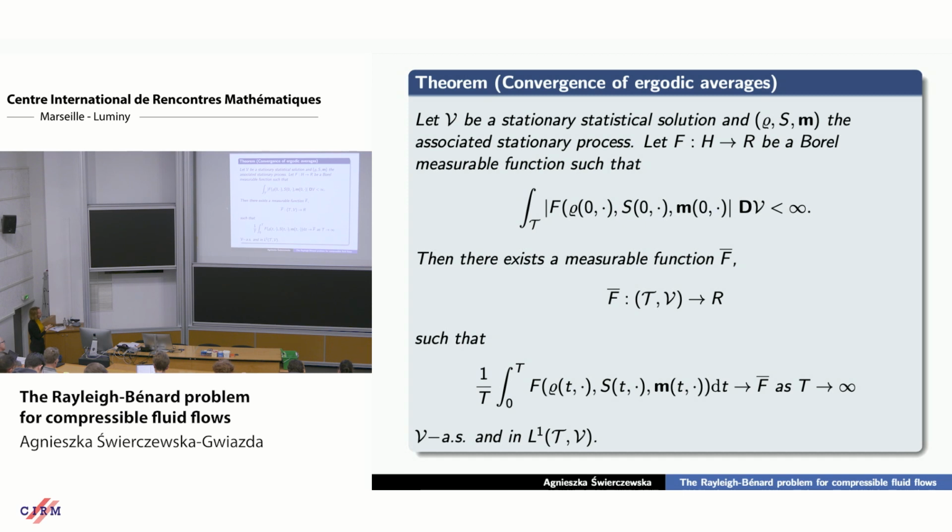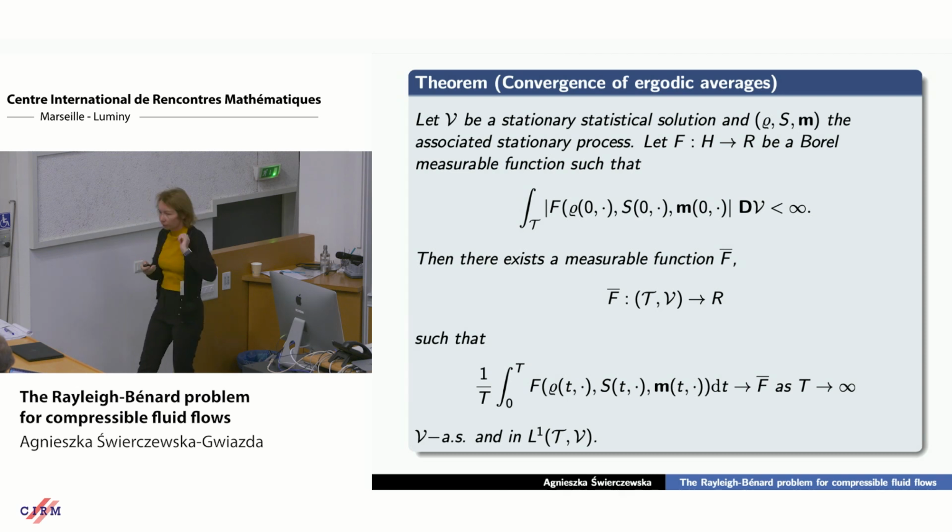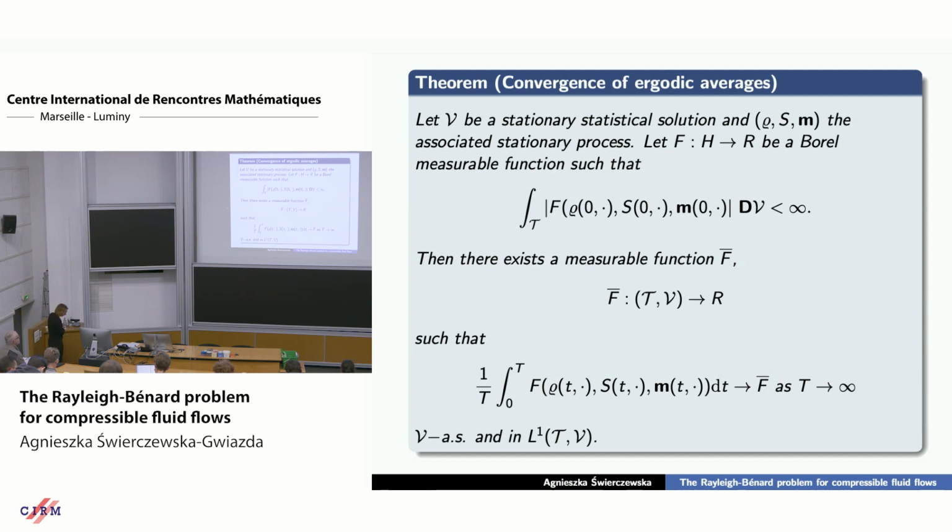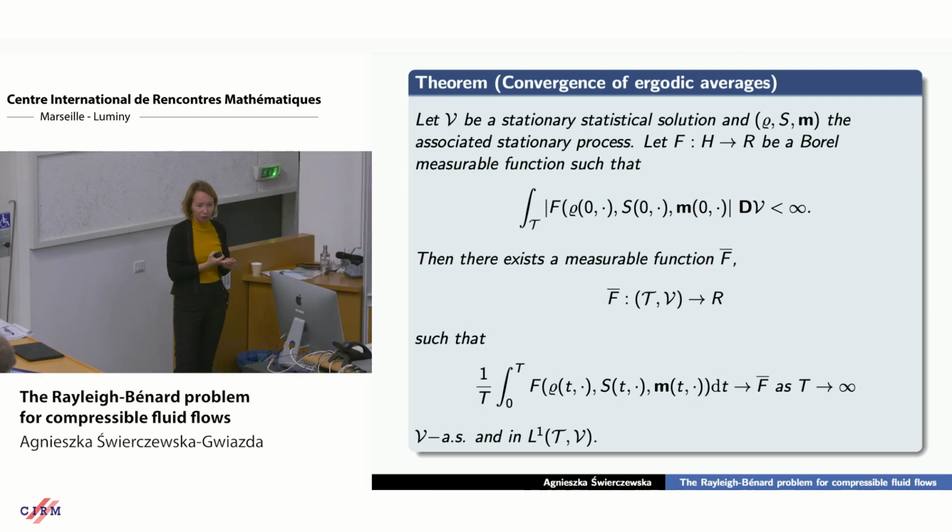Knowing that, what can we say? We can say that for any Borel measurable function which is bounded, there exists a measurable function f such that these averages converge to f as time goes to infinity, almost surely and in L1. So that's the story of these asymptotic results that you can conclude from appropriate bounds.